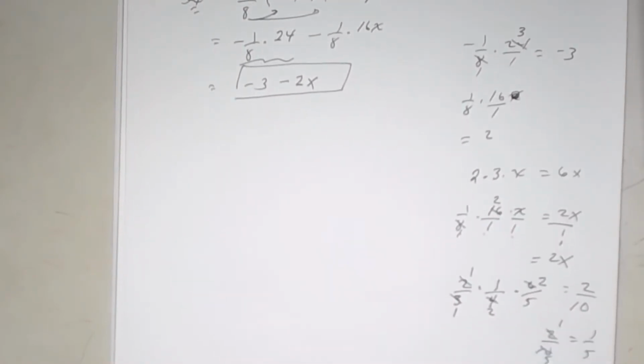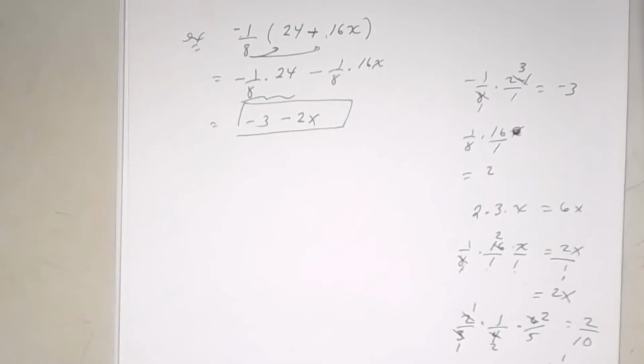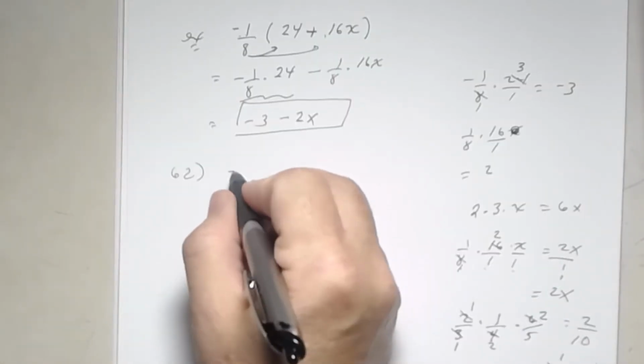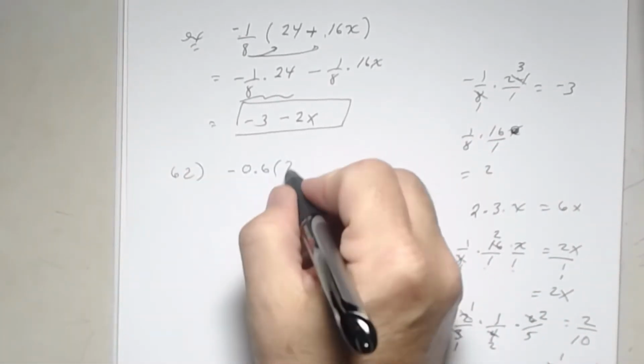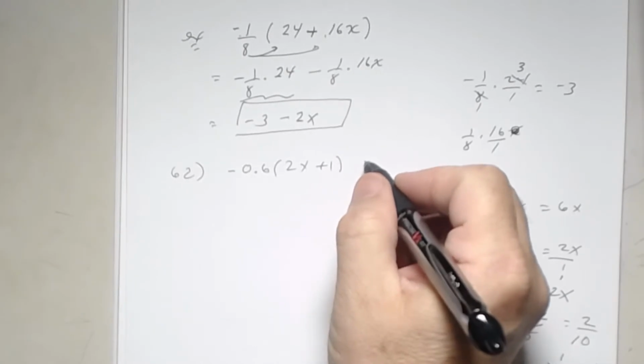Okay. All right. So that was that example. Now 62, we're going to use a calculator with this one. So take your calculator out. Negative 0.6, you have a decimal, so I'm just going to use a calculator with a decimal. Times 2x plus 1, and then minus 0.1.